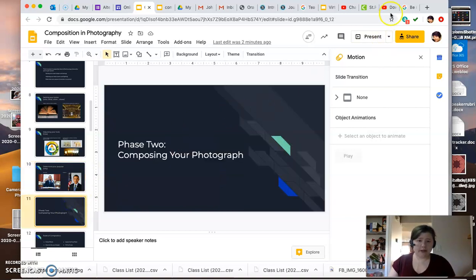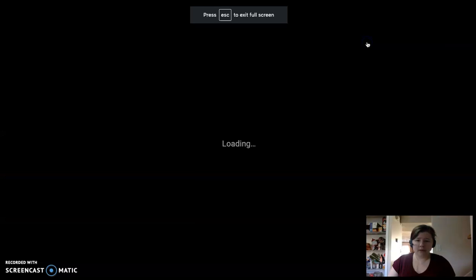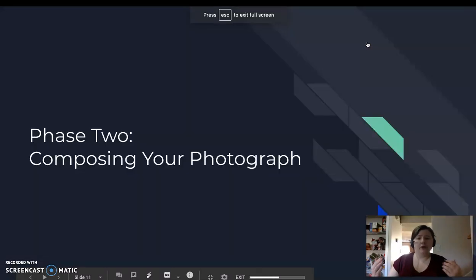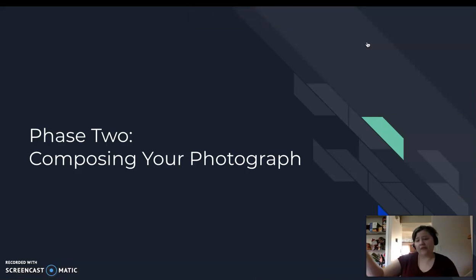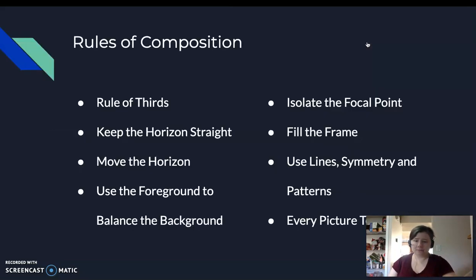So this week, and I'm going to start the presentation here, we are talking about phase 2, or composing the photograph. So phase 1 is kind of setting everything up, getting it ready to go, making sure you're taking pictures at the right time and place. This part is making sure you're capturing what it is that you want to capture.